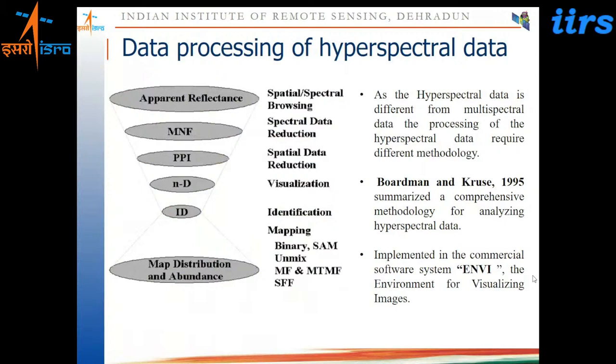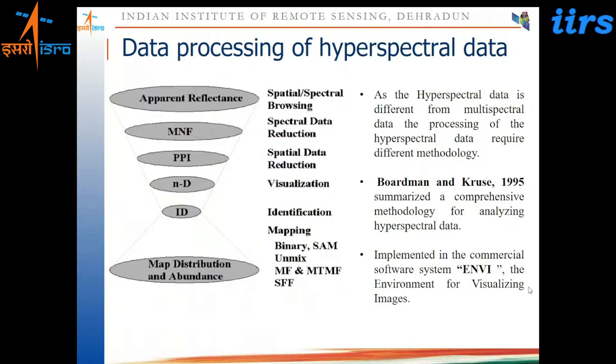These techniques have been described and summarized comprehensively by Boardman and Kruse in 1995. And these techniques can be implemented using the commercial software known as ENVI, Environment for Visualizing Images. Okay, so let's discuss all these processing techniques one by one.